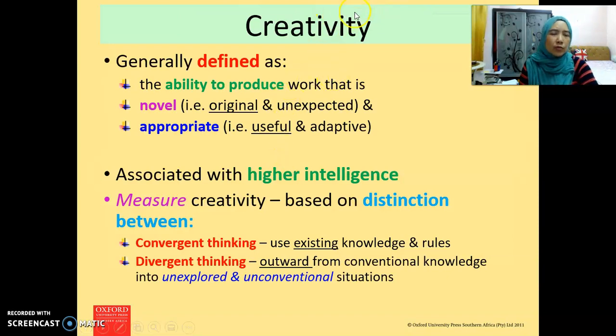So we move into creativity. I hope this is the end of chapter 6. Creativity is generally defined as the ability to produce work that is novel. When we talk about creativity, we talk about something novel. Novel means original or unexpected, so that's something new.